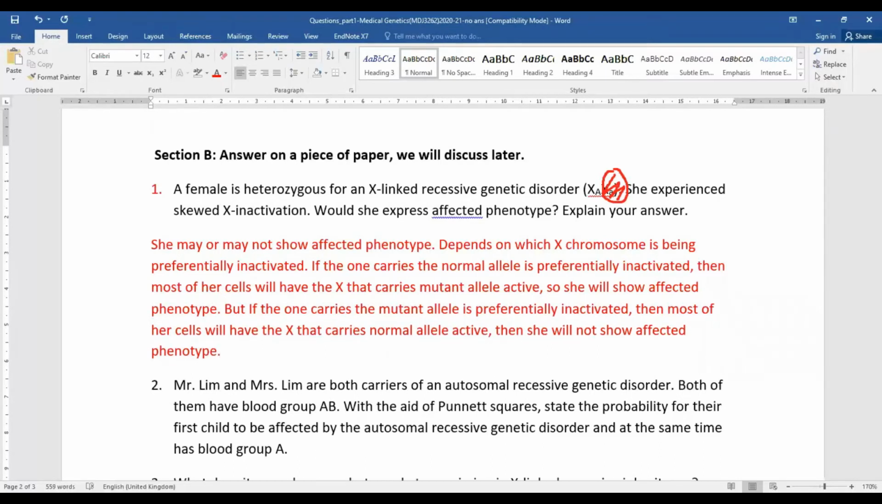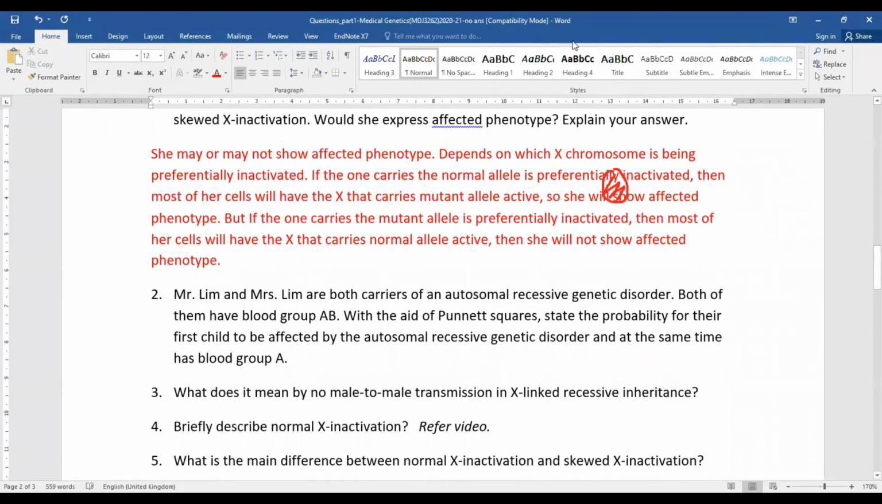Okay, now you can answer in your own way. This is kind of long-winded, but the key point is you have to tell people that it depends on which one gets preferentially inactivated. Okay, no question?